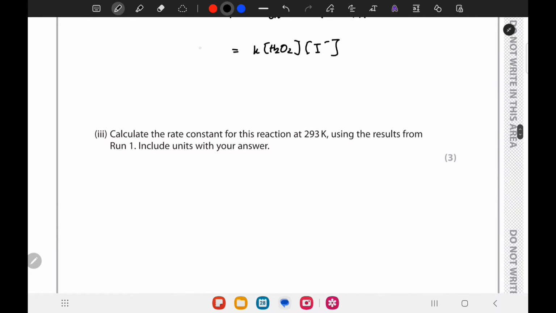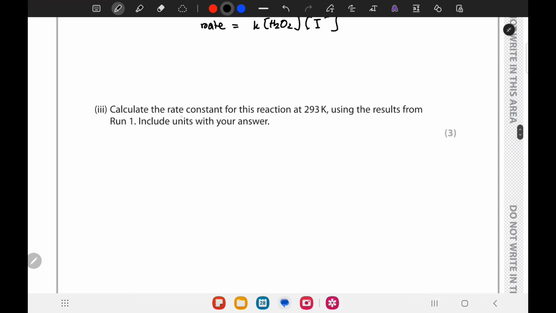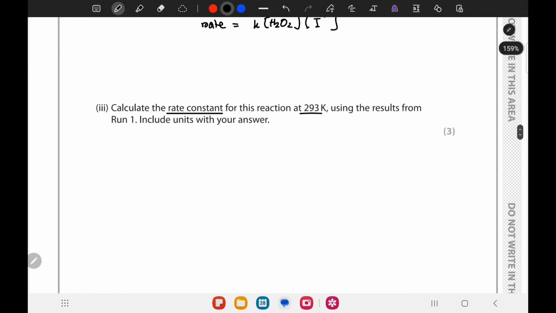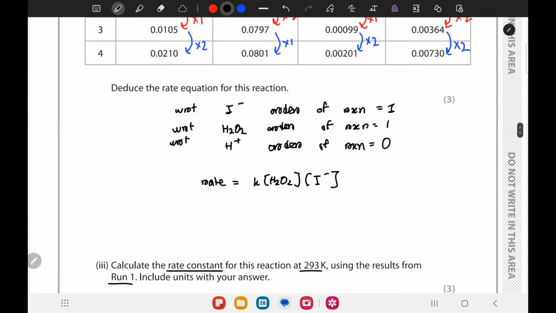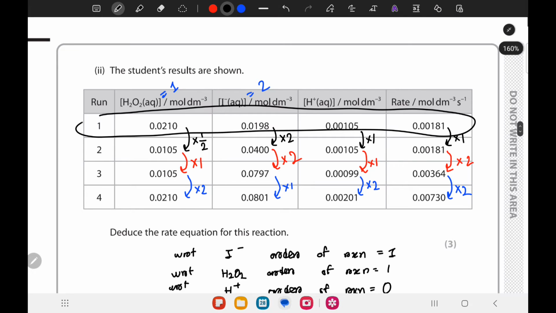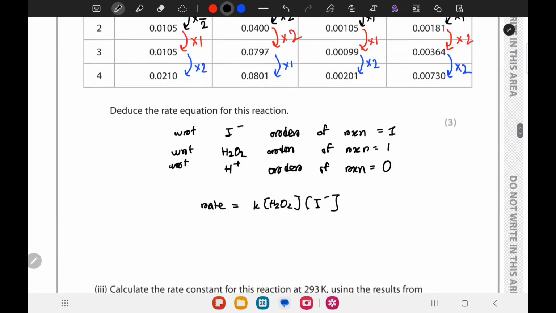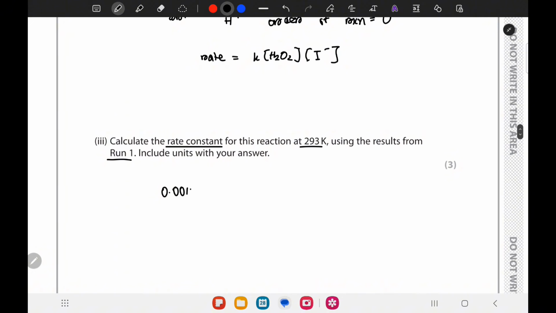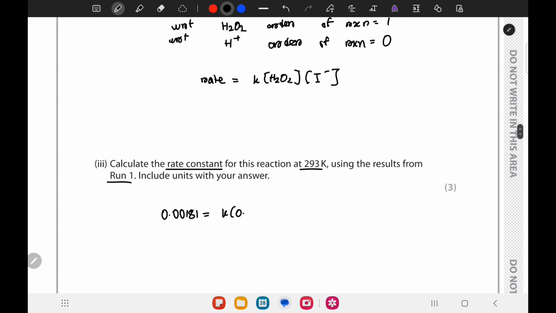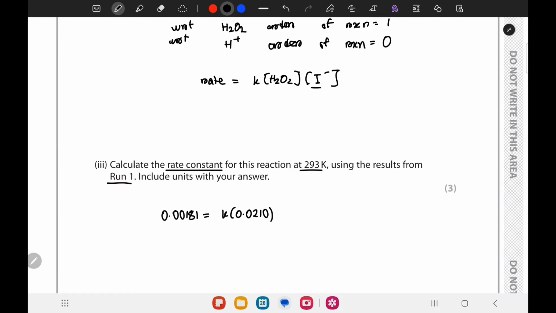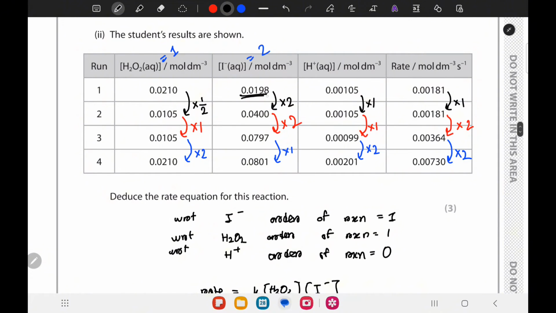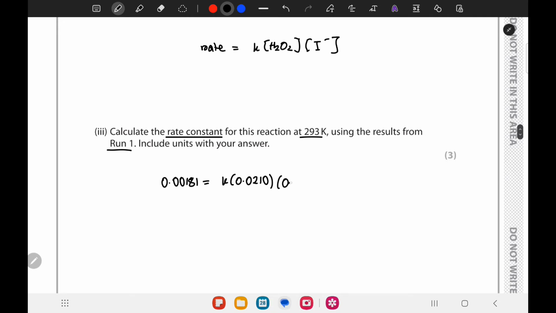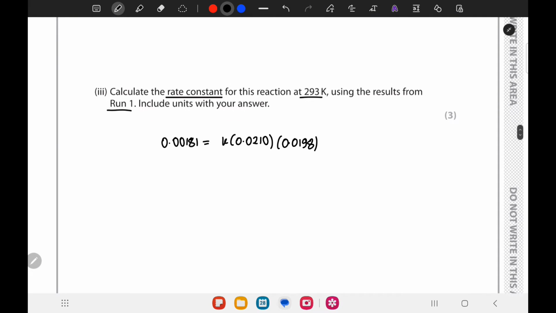Now for the next question, we have to find the rate constant. The rate constant is the value of K at 293 Kelvin using results from run 1. So we have to use this result. So the rate over here is 0.00181. Then we have K times the concentration of hydrogen peroxide, which is 0.0210, and we multiply the concentration of I minus in the first run. This is 0.0198. Now to calculate K, I'll move this to the left.